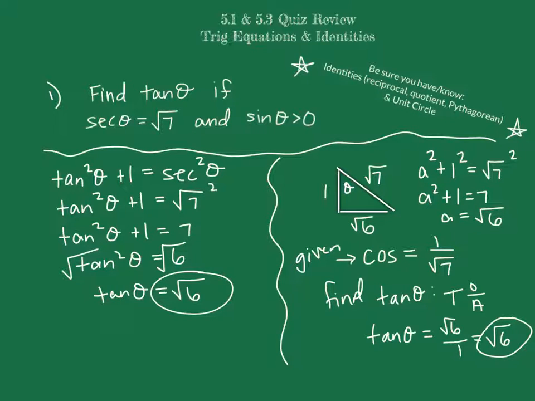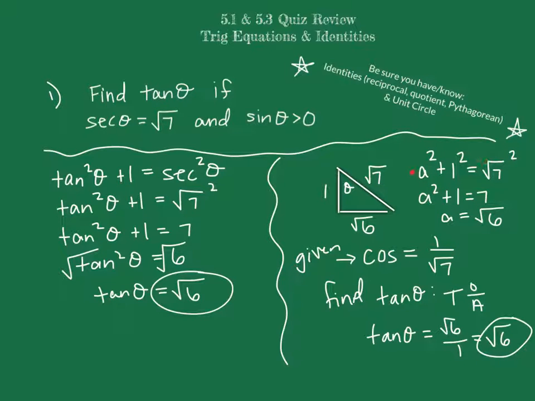This way is interesting. I did not have root 6 when I drew it out. So basically we're given the secant is root 7. Therefore I know that its reciprocal cosine is 1 over root 7. So I drew a right triangle as best I could. Here's the right angle. Put theta in there. And I knew cosine was adjacent over hypotenuse. Then I used the Pythagorean theorem to find the square root of 6.